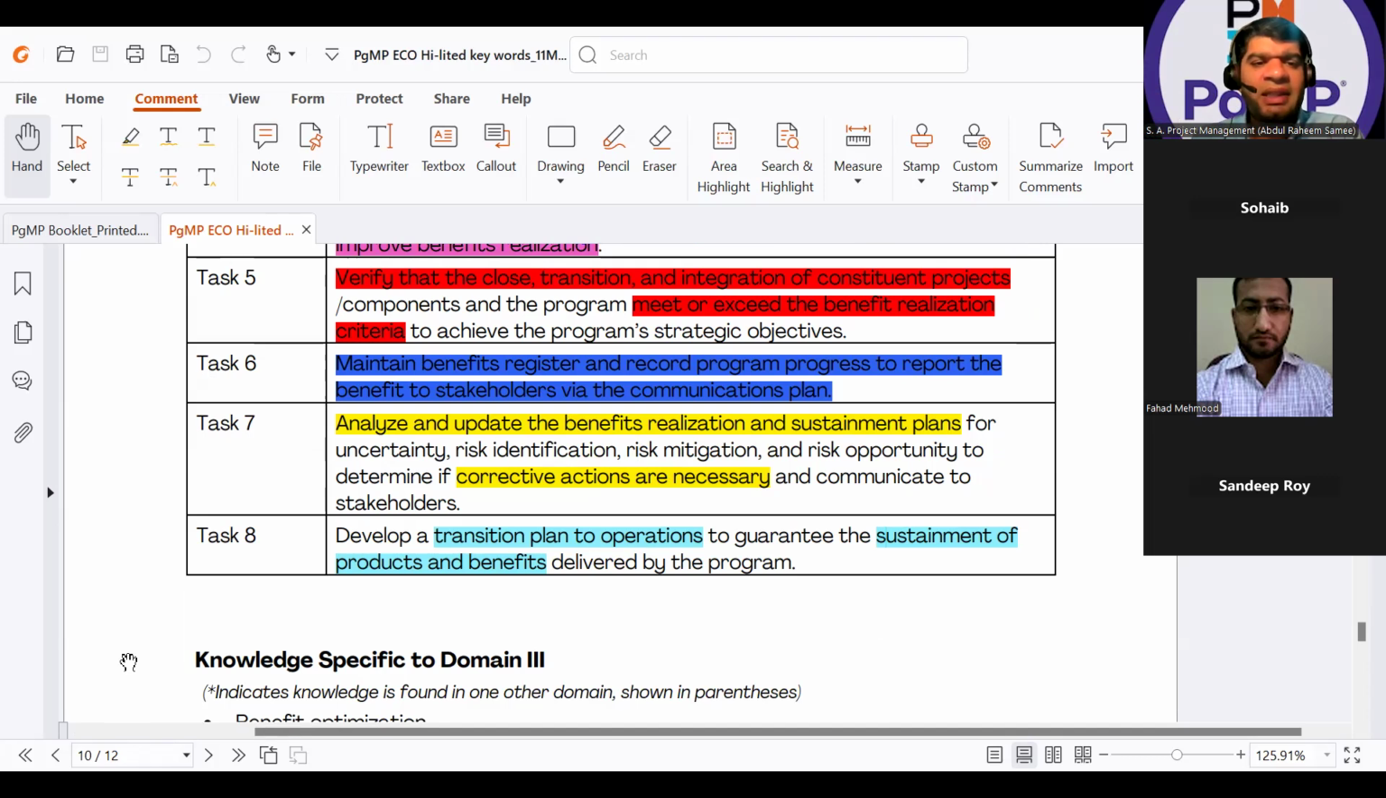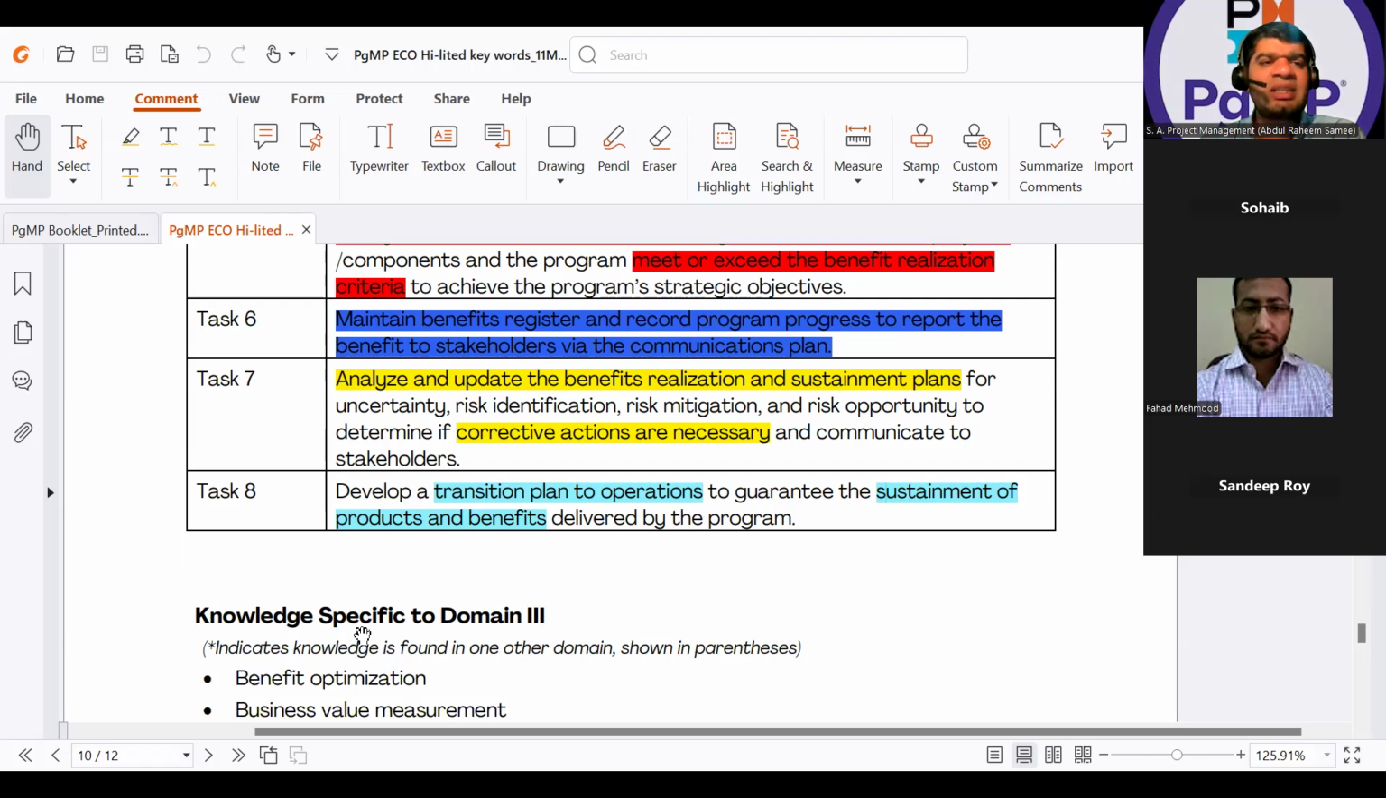Task 7: analyze and update the benefits realization and sustainment plans, because every plan needs to be updated throughout your program lifecycle for uncertainty, risk identification, risk mitigation, and risk opportunity, to determine if corrective actions are necessary and communicate to the stakeholders. And the last is to develop a transition plan to operations to guarantee the sustainment of the products and benefits delivered by the program.